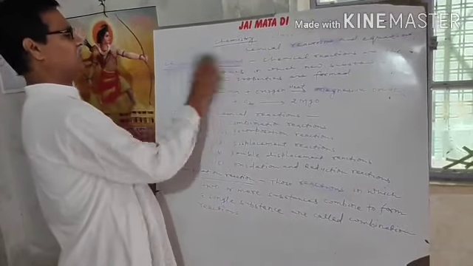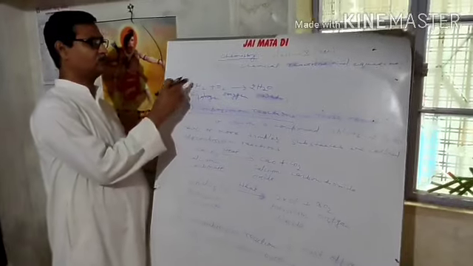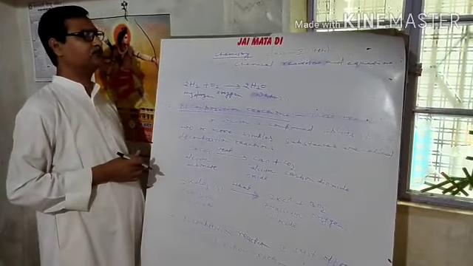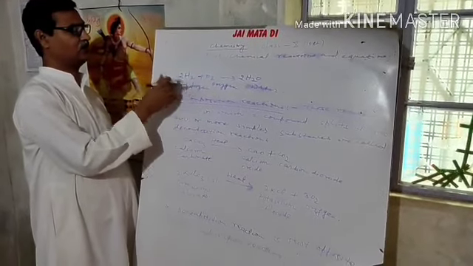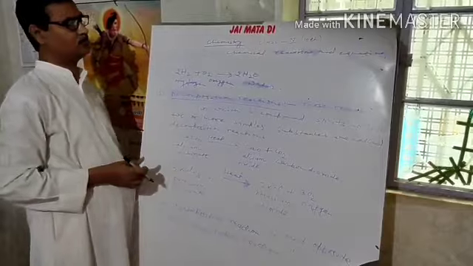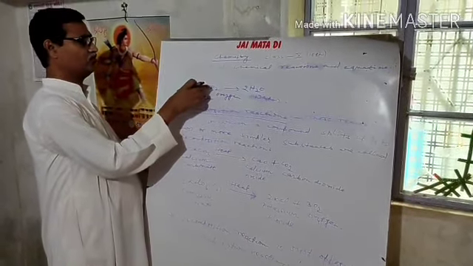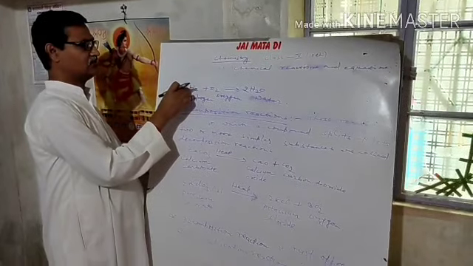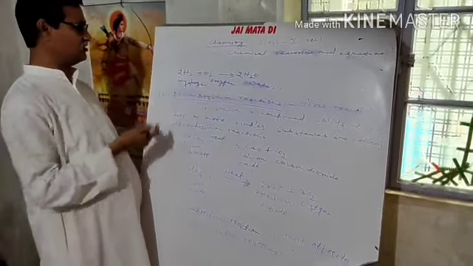A second example of a combination reaction is when hydrogen reacts with oxygen, they form water. Here H2 means hydrogen, O2 is oxygen, and 2H2O is water. So when two elements react, hydrogen with oxygen, they form water. It is an example of a combination reaction.